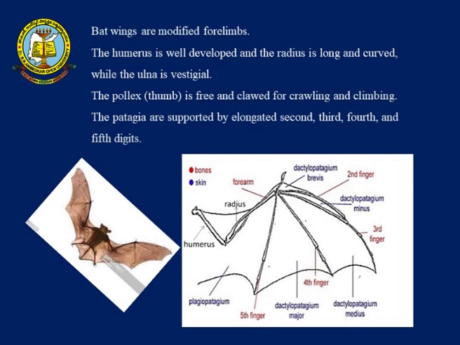Now, we are talking about bat wings, which are modified forelimbs. The modified forelimbs are the wings in the bats. The humerus is well developed and the radius is long.